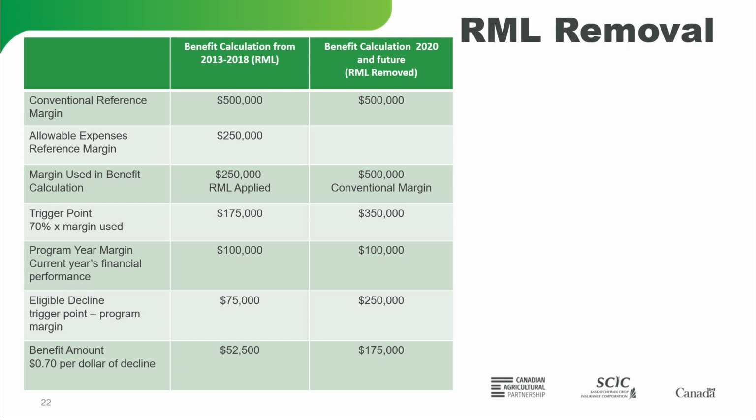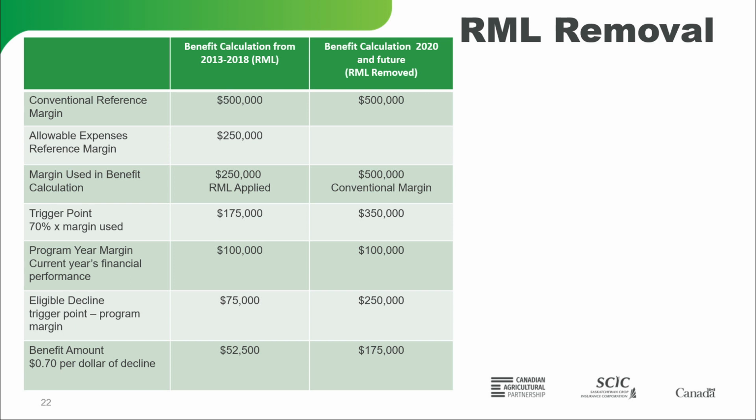So we mentioned that the reference margin, we take that Olympic average for the 3 years. Those same 3 years, the calculation looked at expenses only and averaged those out. Whichever number was lower, that's the number that the calculation would compare the program year to. The lower number here is $250,000. That's the margin used in the benefit calculation, and that was the reference margin applied.